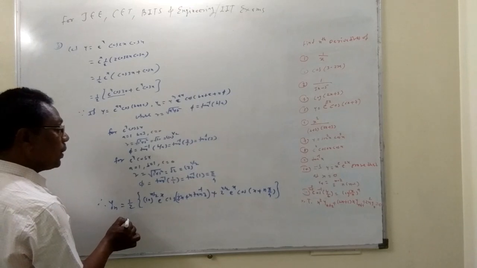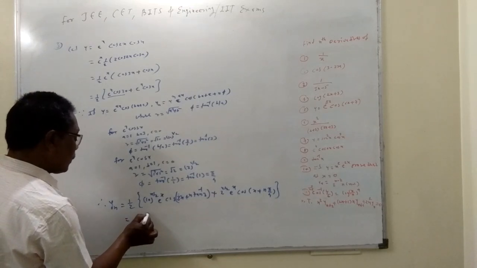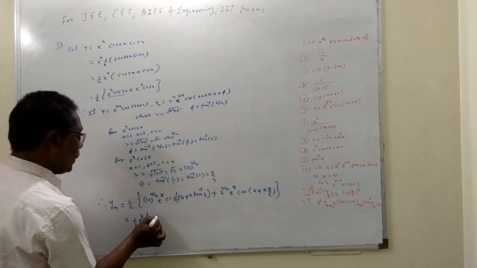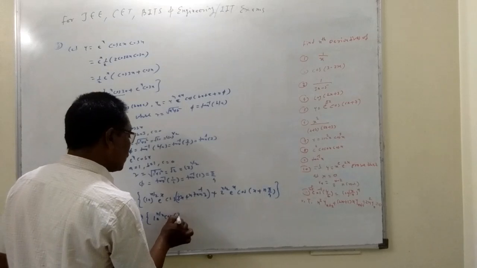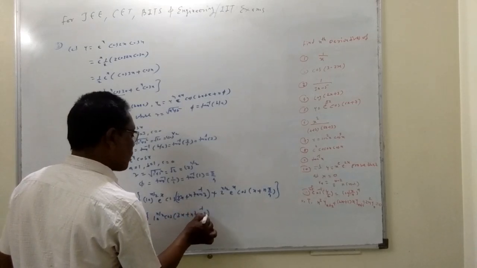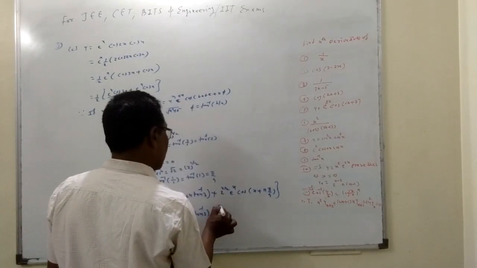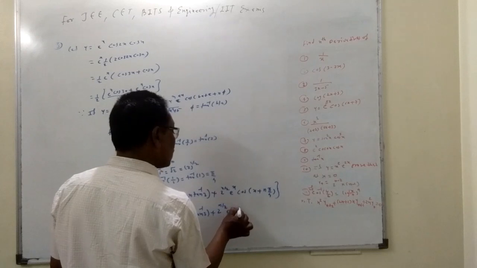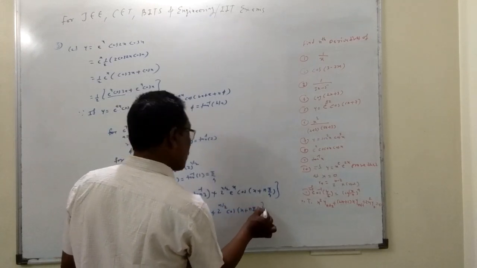So e raised to x we can take outside, so 1 upon 2 e raised to x into bracket, 10 raised to n by 2 cos of 3x plus n tan inverse 3, plus 2 raised to n by 2 cos of x plus n pi by 4.